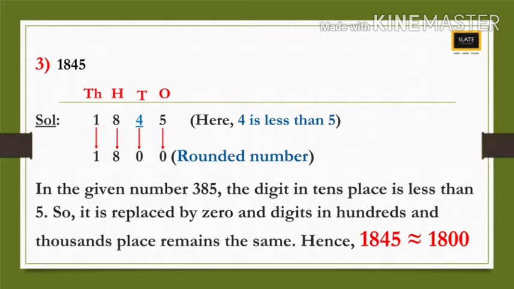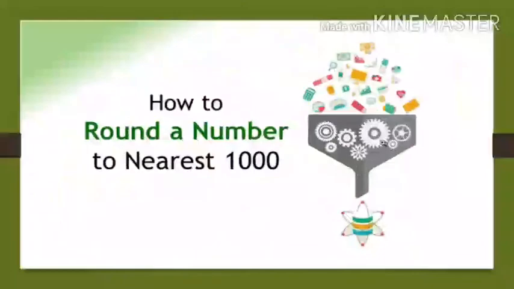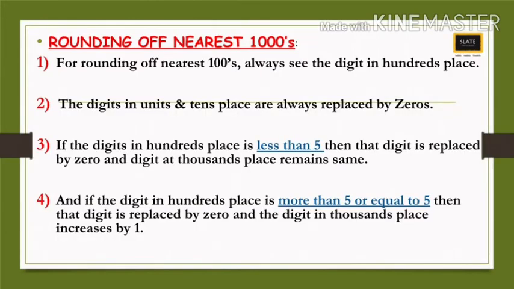Finally, let's learn how to find the nearest thousands for a particular number. So my dear slaters, to round off a number to its nearest thousands, we need to follow a few steps. Let's see what those are. To round a number to its nearest thousand, we need to compare the digit at the hundreds place.